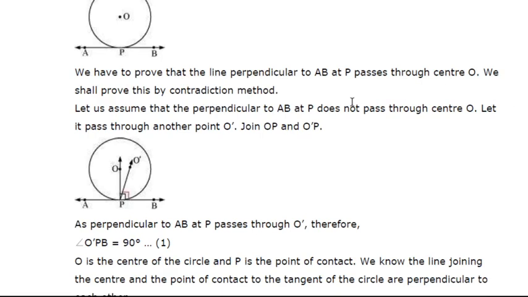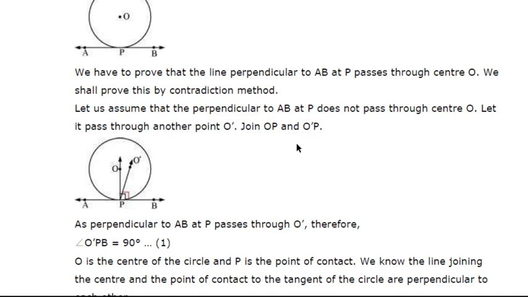We shall prove this by the contradiction method. Means we have to use the contradiction method first. We are supposing that the perpendicular line is not passing through here. The perpendicular line passes through anywhere. Okay, we suppose that. So let us assume that the perpendicular to AB at P does not pass through the center. Let it pass through another point O dash.